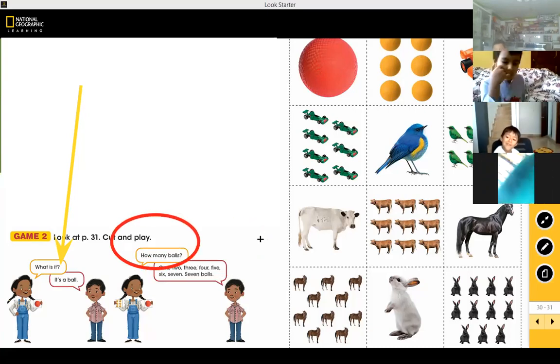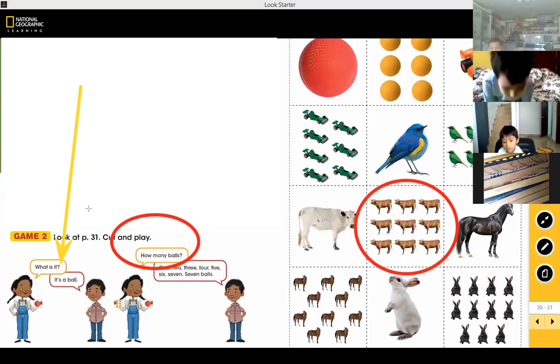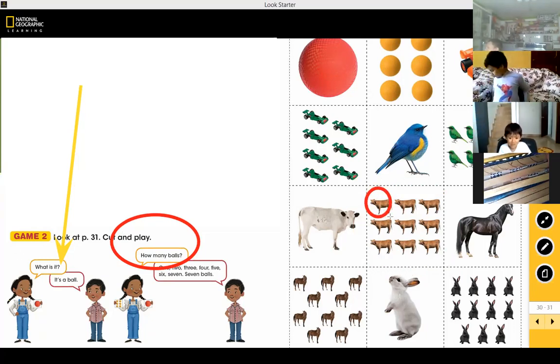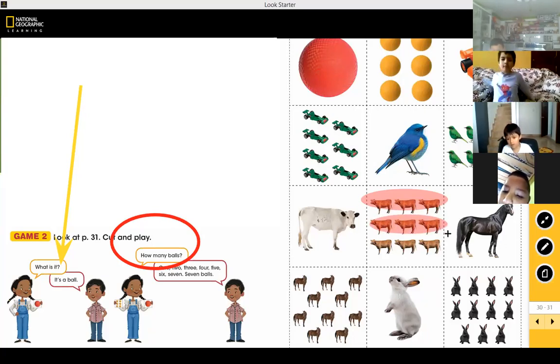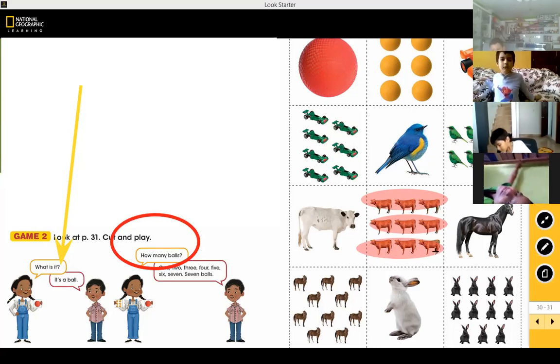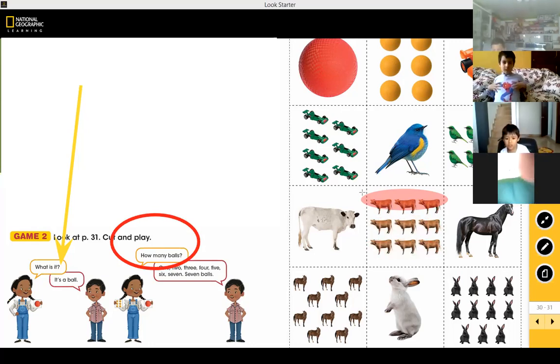How many cows? Excellent. How many cows, Benny? A ver, vamos, Benny, lo contamos. One. 1, 2, 3, 4, 5. Espera. 1, 2, 3, 4, 5, 6, 7, 8. Eso, and... Falta uno más. 9, ok. 1, 2, 3, 4, 5, 6, 7, 8, 9. Ok, 9 cows. Excellent, very good.